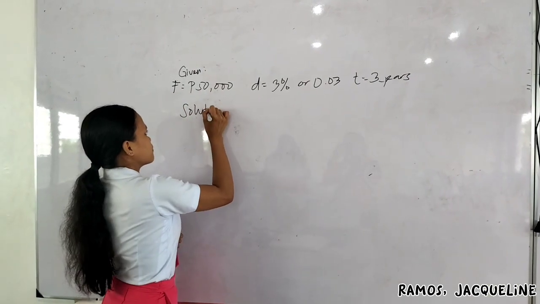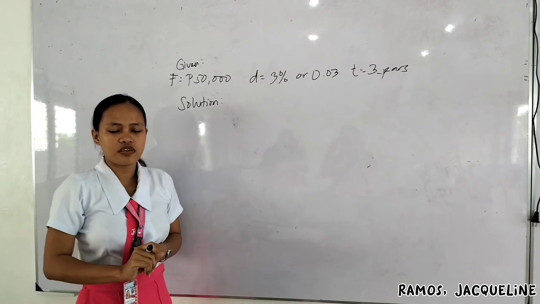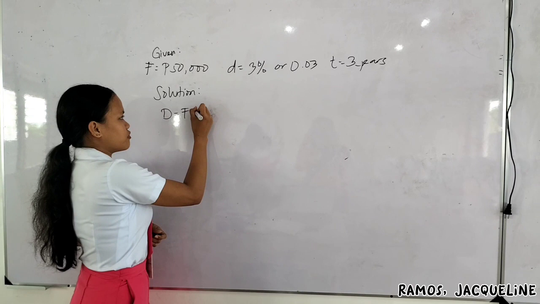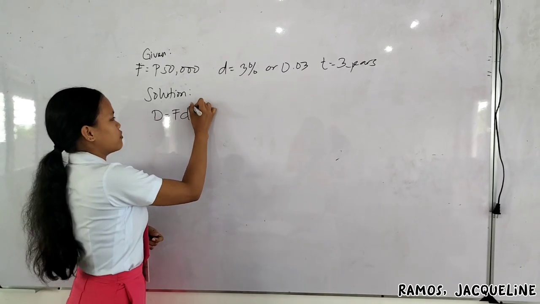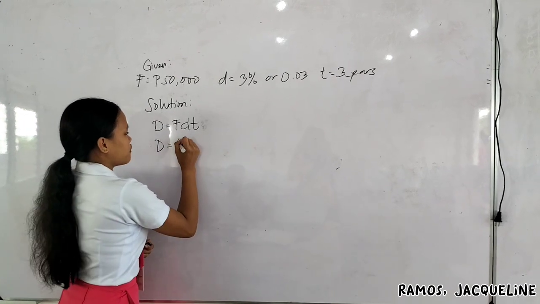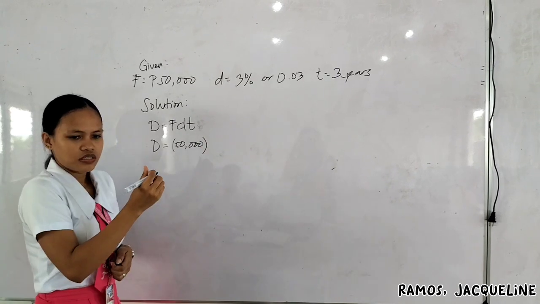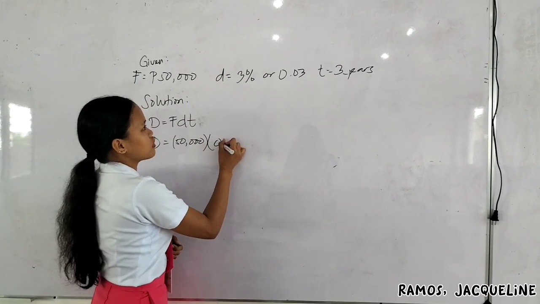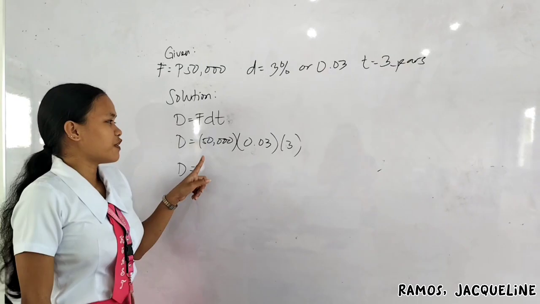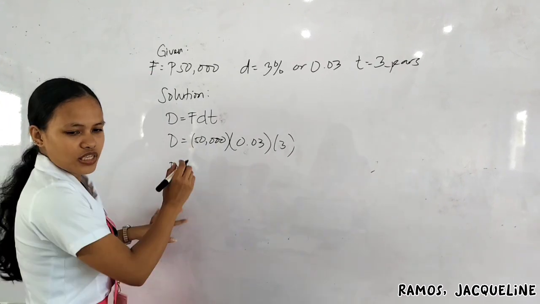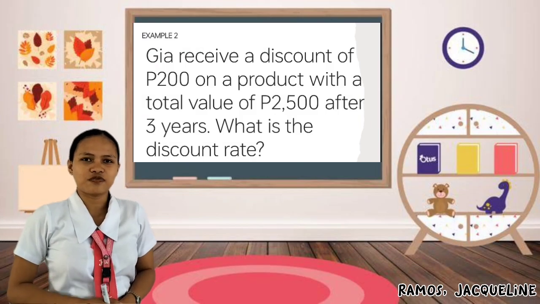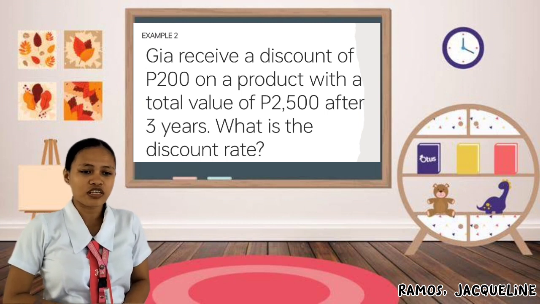Solutions. The formula we use is discount equals future value times discount rate times time. The future value is 50,000. Then the discount rate is 0.03. The time is 3 years. 50,000 times 0.03 times 3 is equal to 4,500 pesos.